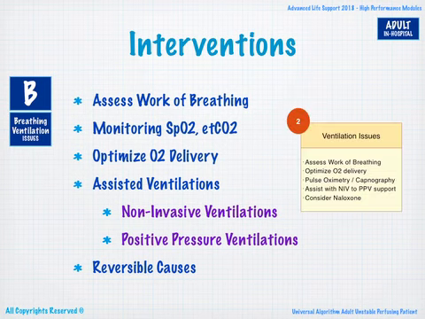So the second priorities for ventilation is to assess the work of breathing, to optimize oxygen delivery, using oxygen delivery devices, monitor them with pulse oximetry and capnography. If maximal oxygen delivery given does not achieve oxygen targets, then we need to assist with NIV or PPV, and if the patient has suspected opioid overdoses, to consider reversible therapy like naloxone.